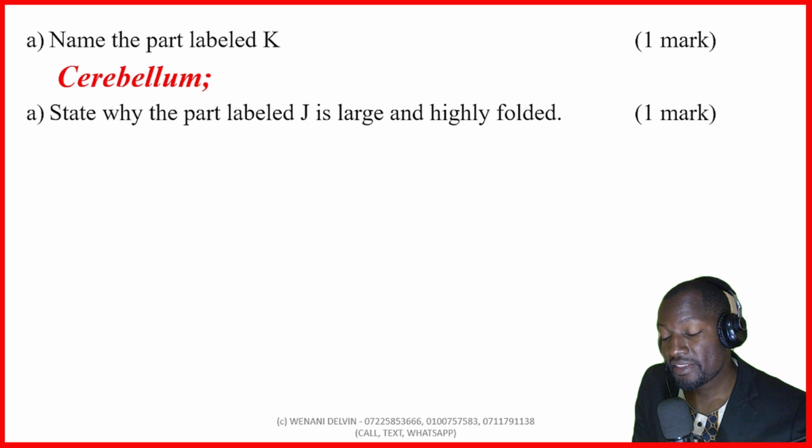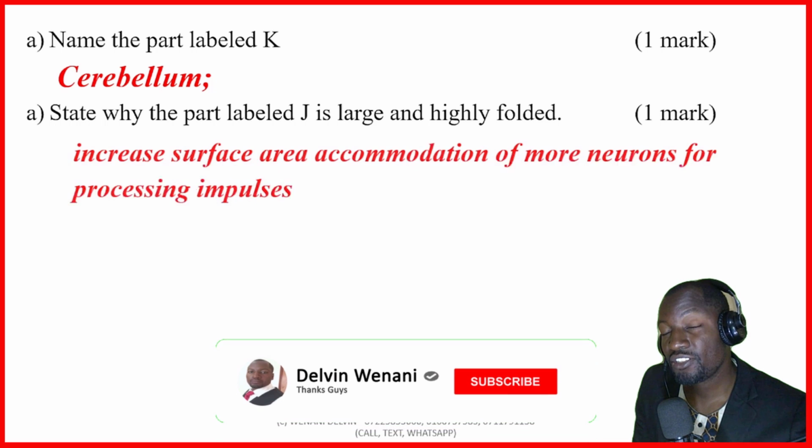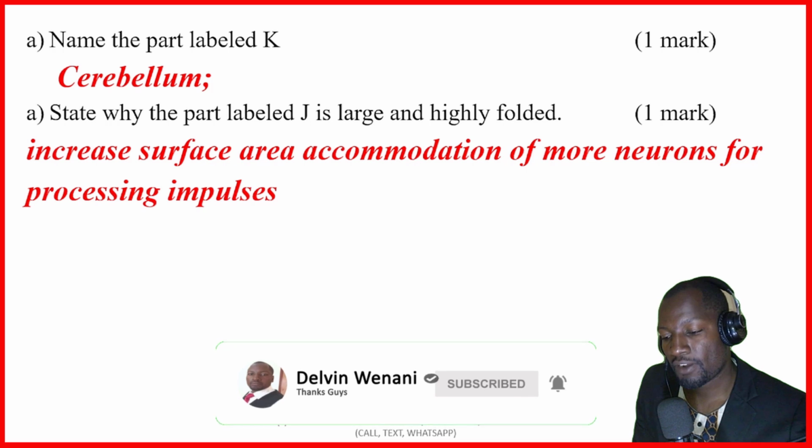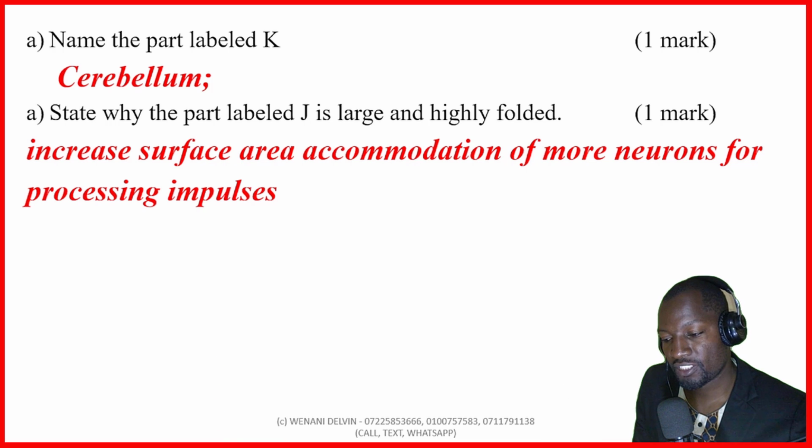State why the part labeled J is large and highly folded. The reason is to increase surface area for accommodation of more neurons for processing impulses.